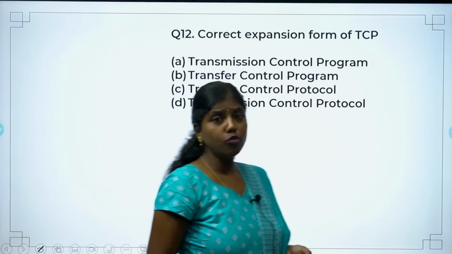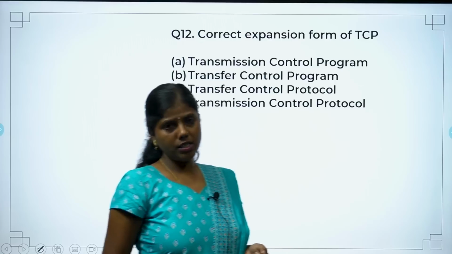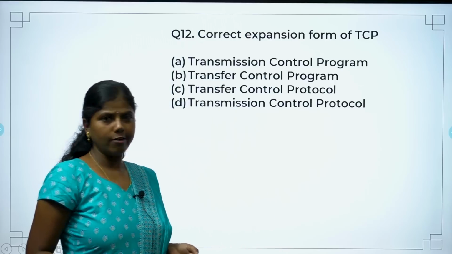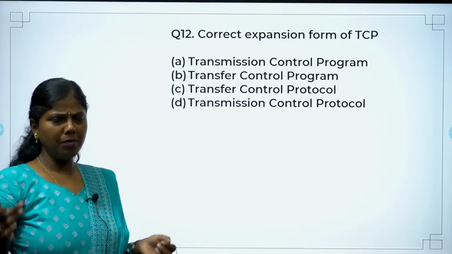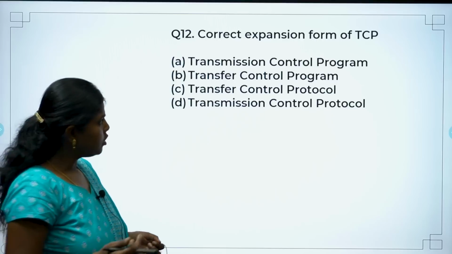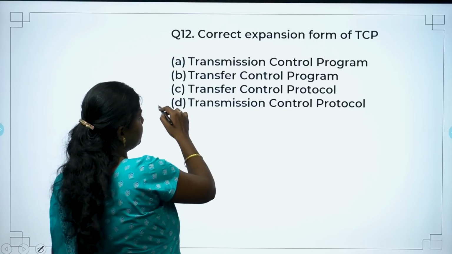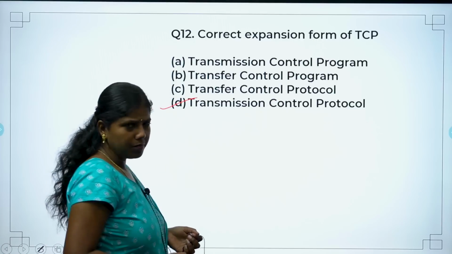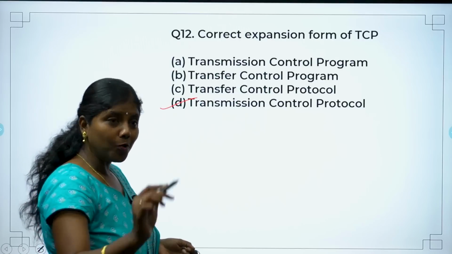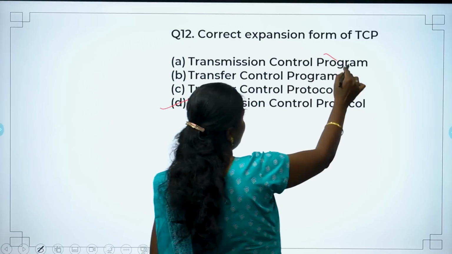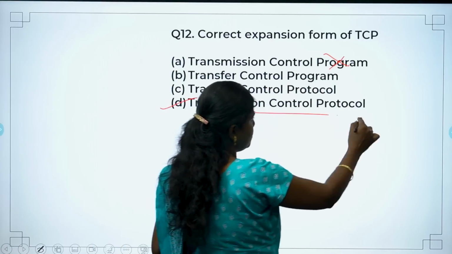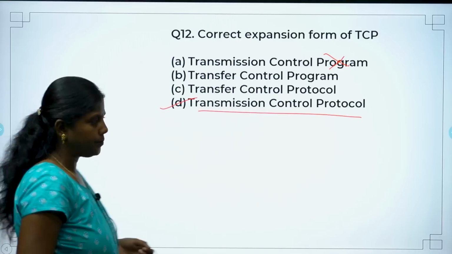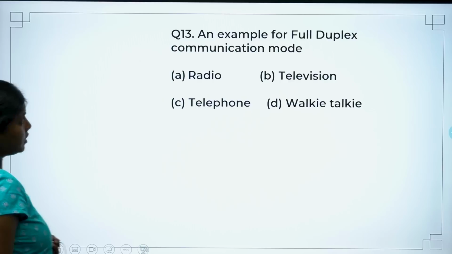Correct expansion of TCP. TCP is Transmission Control Protocol, and together with Internet Protocol it is the main protocol used for the internet. They've asked TCP only. It is Transmission Control Protocol, not program. So we'll go to the 13th question.